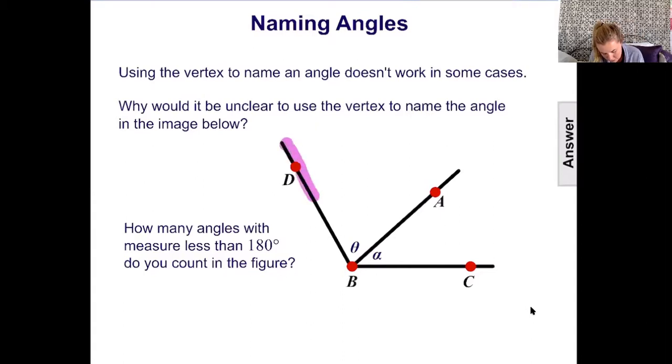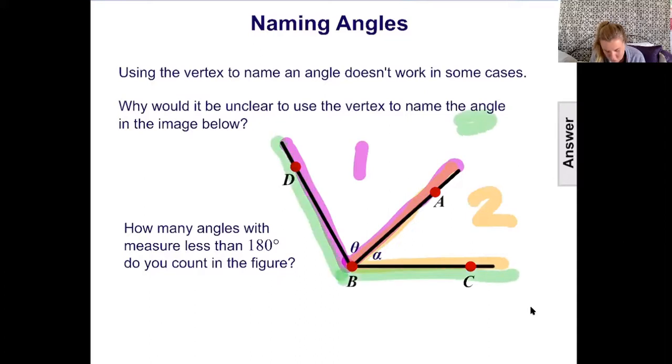So we have this angle right here, so that's 1. And then you have this angle right here, so that's 2. And then you have this angle right here, so that would be 3 angles, which is why you cannot just call this angle B, because how would it know which of these 3 angles you were talking about?